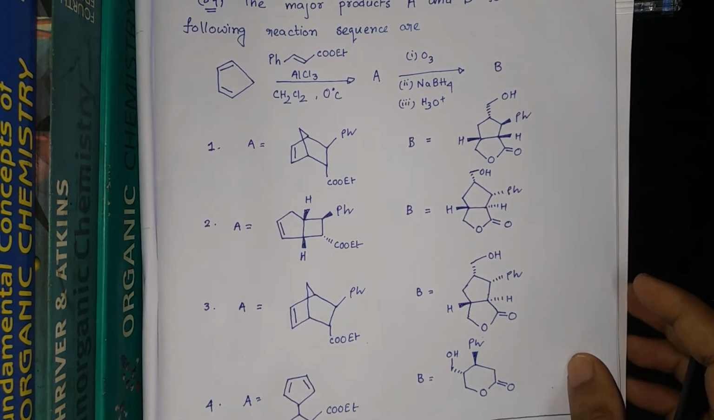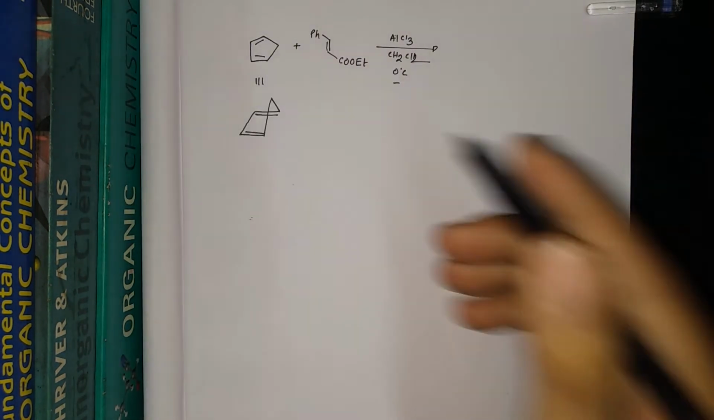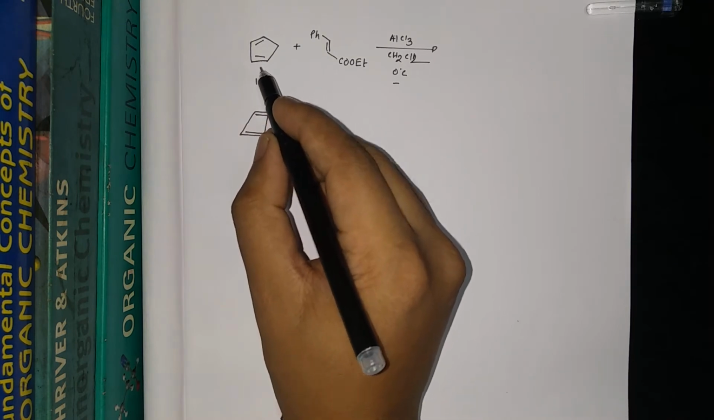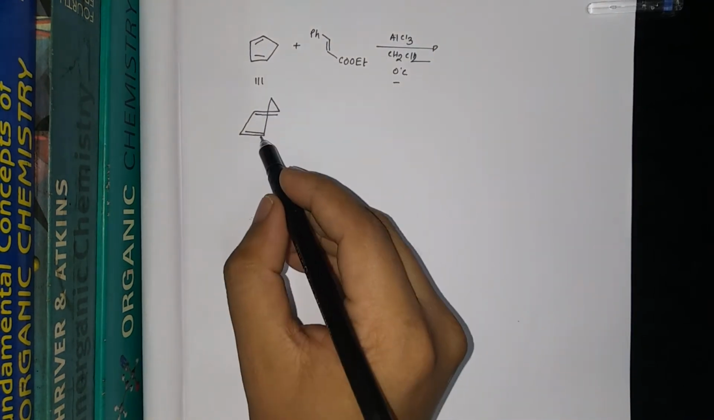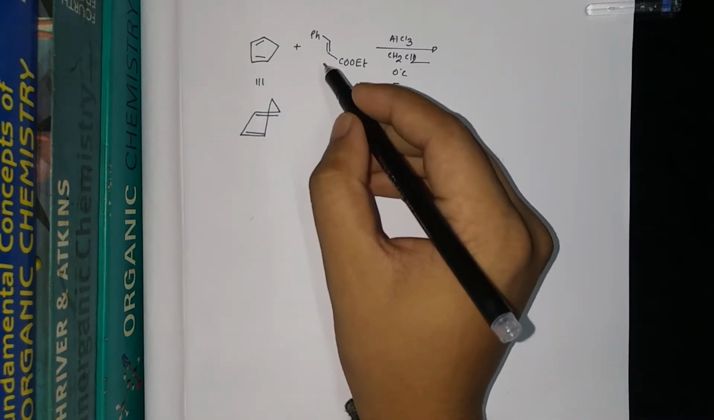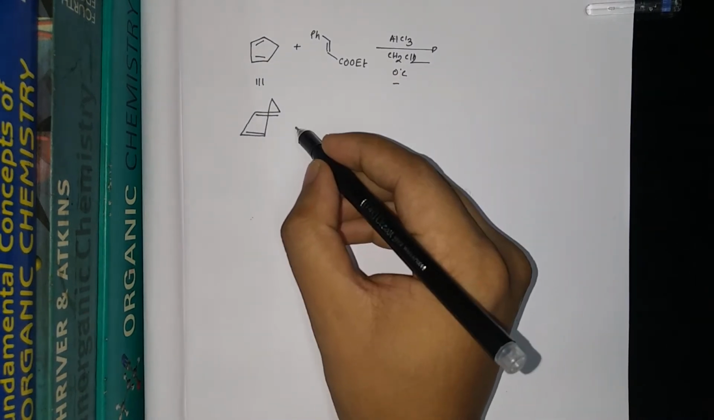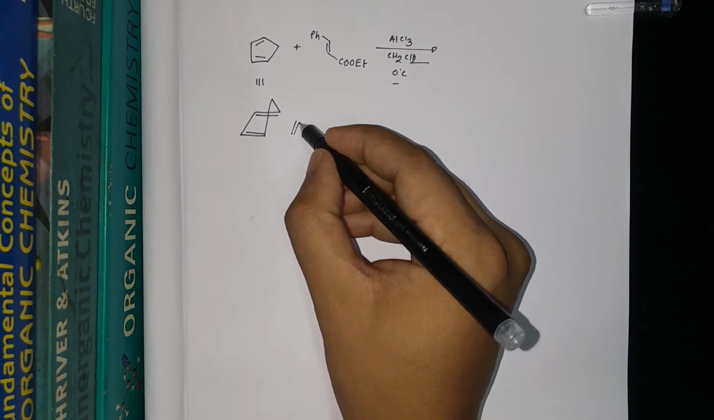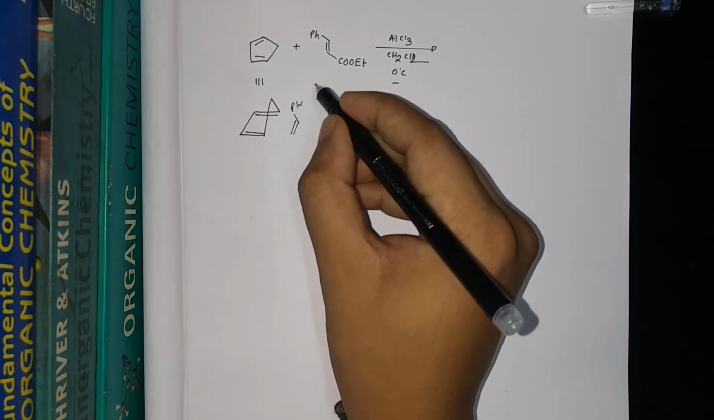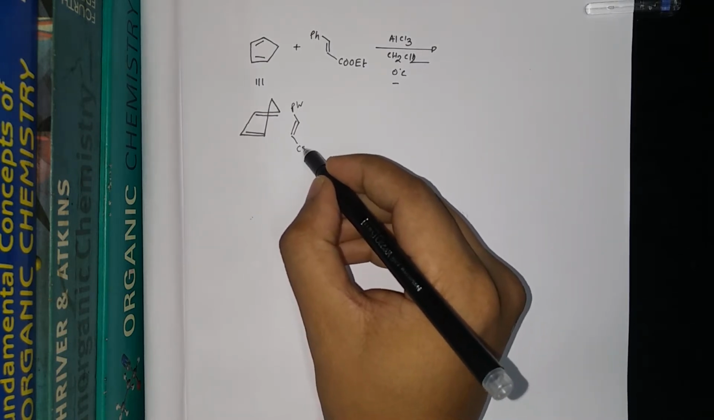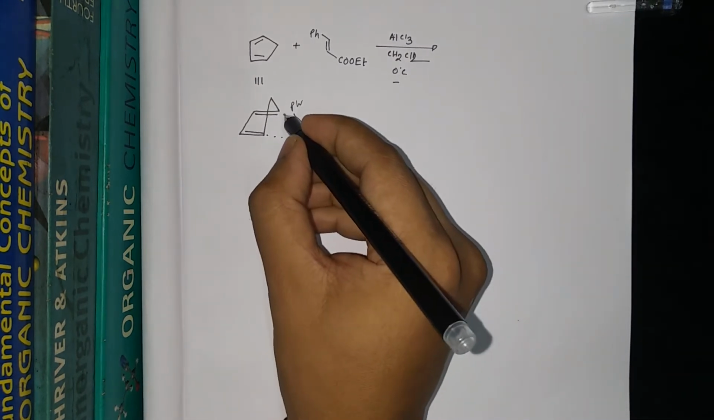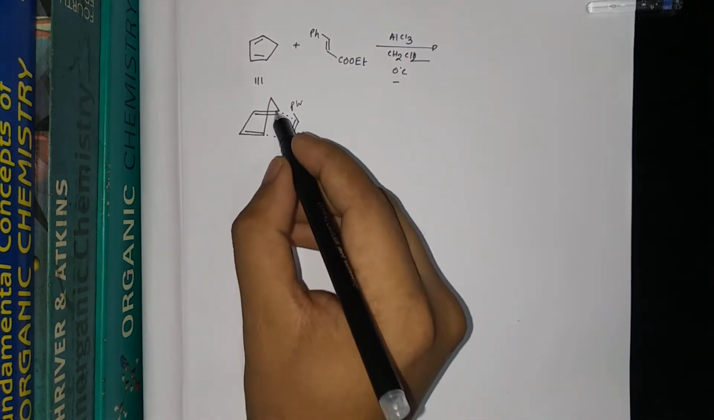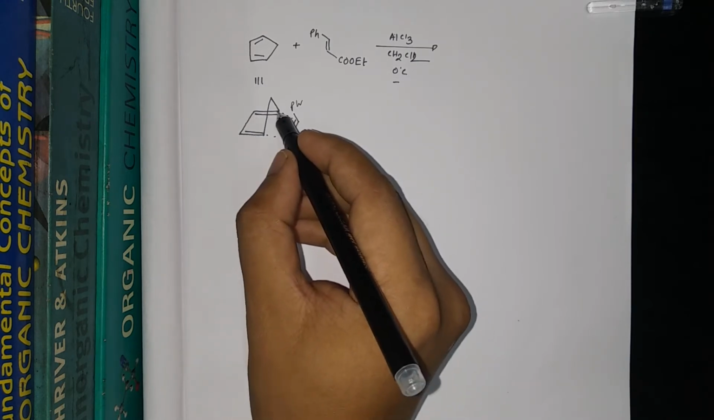So now we will go for the mechanism. This is the starting material given, so we can write this one like this. This is a Diels-Alder type of reaction. So we will write the other substance, the dienophile, on this side, COOEt. There will be an interaction, right? So this is the new 6-membered ring we are going to form.